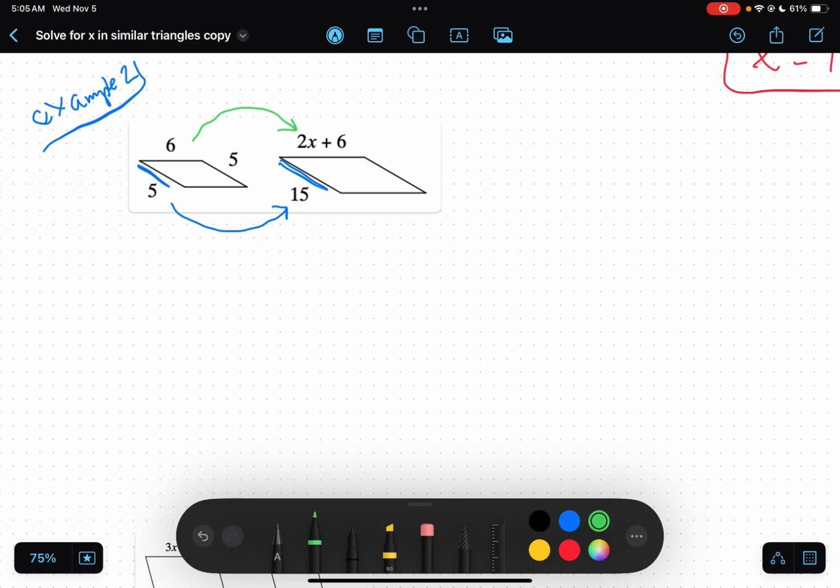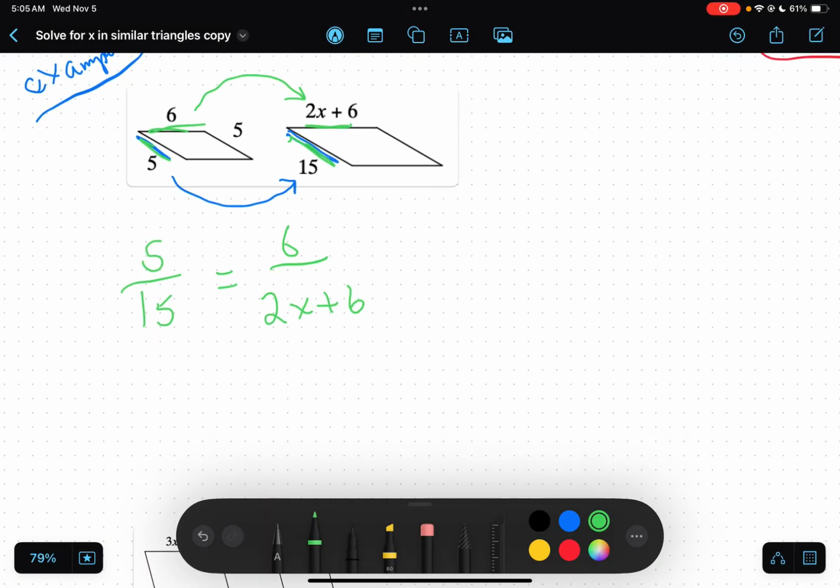So I'll say, and you could set up your fractions by looking across the triangles too. So 5, this side matches to this side. That ratio should be the same as this side to this side. There's many other ways you could have set up your equivalent fractions. As long as the right sides are lining up to the right sides, you'll get the same answer.